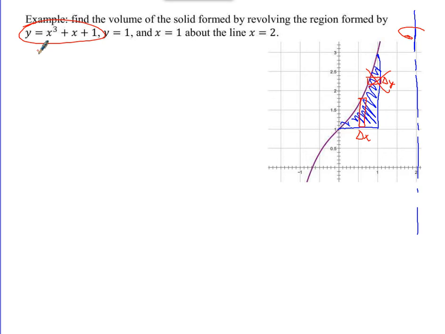Okay, so what are the two things we need for a shell method problem? We need P of x and H of x. So let me stay with red, I guess. Now, P of x is what? The position of the slider relative to... So therefore, if this is my slider, then this distance right here is P of x.